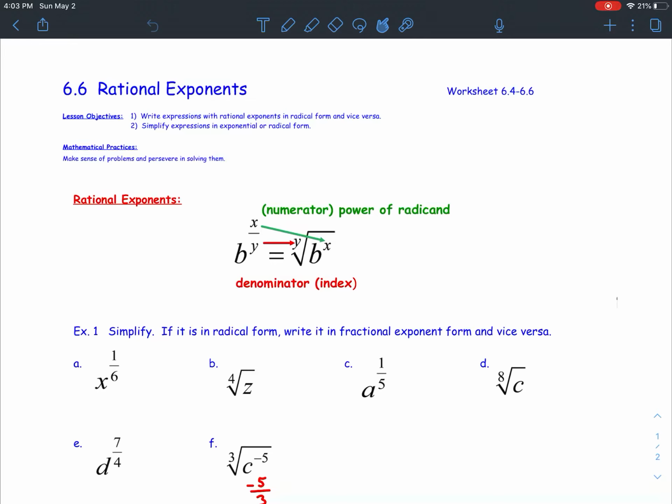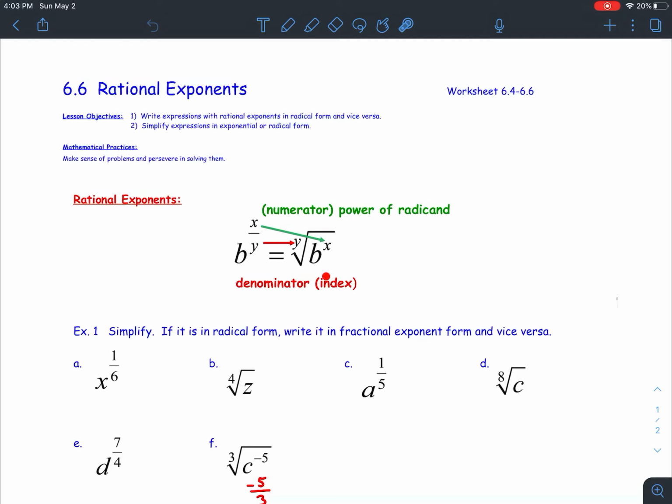Okay, today we are going to cover section 6.6. We're going to be learning about what a fractional exponent is, also referred to as a rational exponent. So what you see pictured at the top of your notes page is basically demonstrating for you how to take a number, this would be what the b is, that has a fraction as an exponent, and rewriting it in a different way so that it looks like it is a radical.